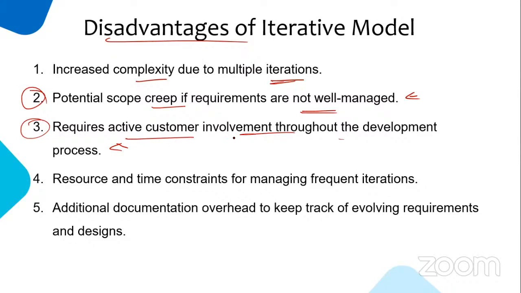So that's what requires active involvement. Some of them will be so proactive. Customers will get involved in development and give a lot of feedback. Some of them may not be proactive. So this is a drawback. It depends on the person. And there are resource and time constraints for managing frequent iteration. Actually, while working in this type of project, the team will be a little bit stressed. You must keep adding and doing testing continuously.